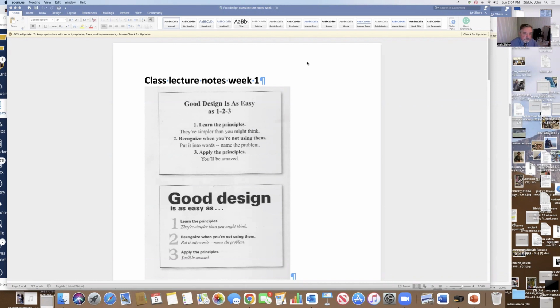Basics of design. Good design is easy as 1, 2, 3. Learn the principles, recognize when you're not using them, which means, yeah, break the rules, but know that you are breaking the rules, and apply the principles. You will be amazed. Now, the thing is, design's a lot about organization. It's putting things in order to make your messages effective.